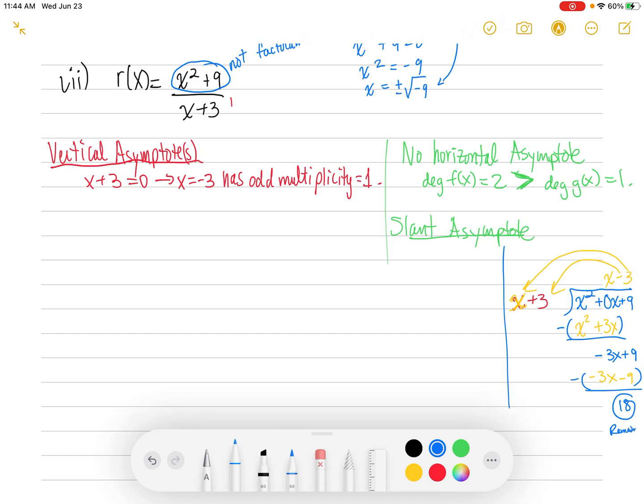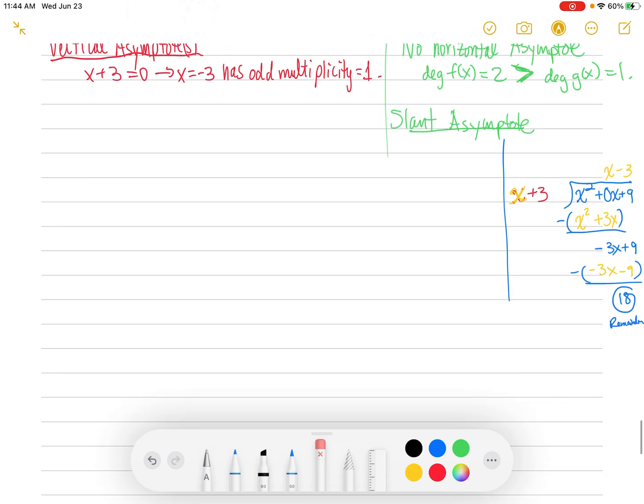And the minus 3x's cancel. We're going to get 9 minus a negative 9, which is the same as 9 plus 9. It's going to give me an 18 remainder. That's my remainder, because its degree is smaller than the x plus 3 that we were dividing by.